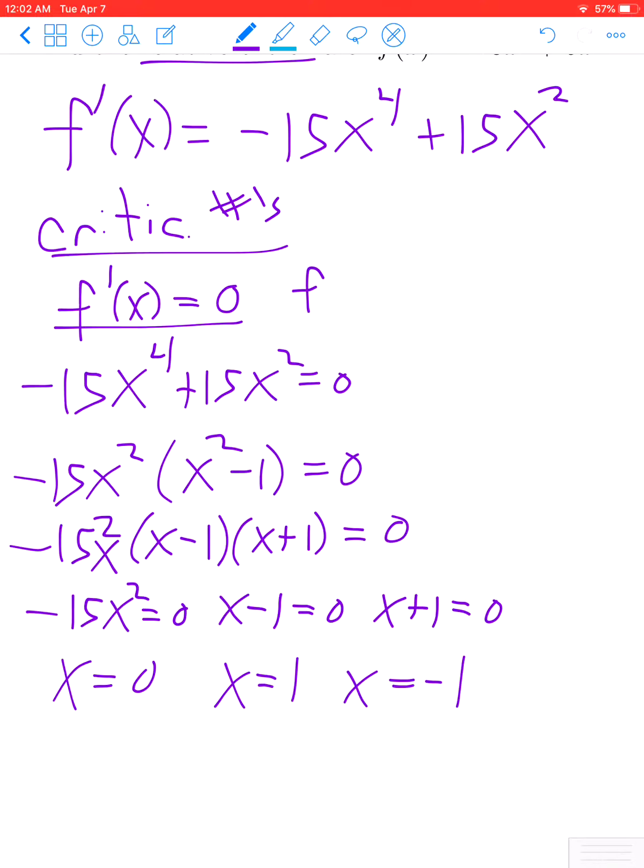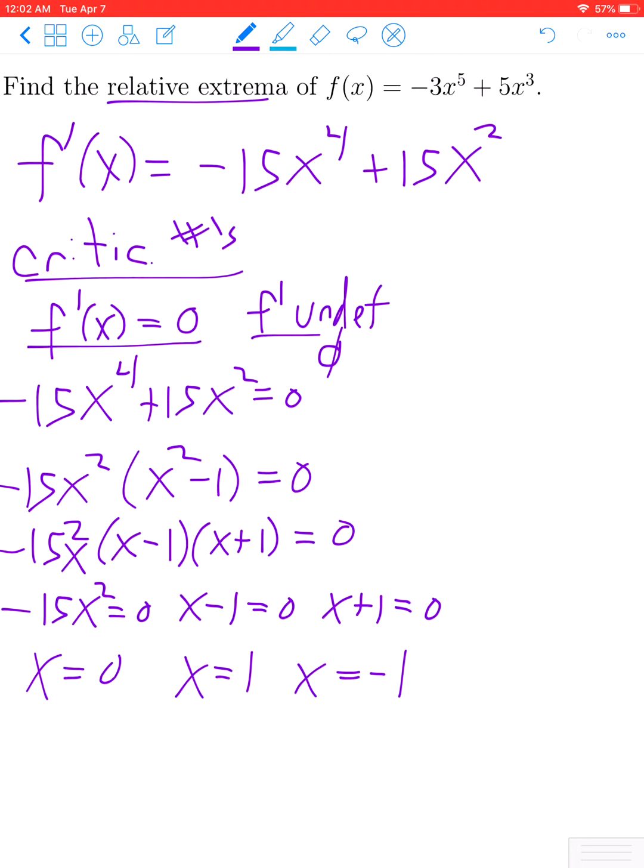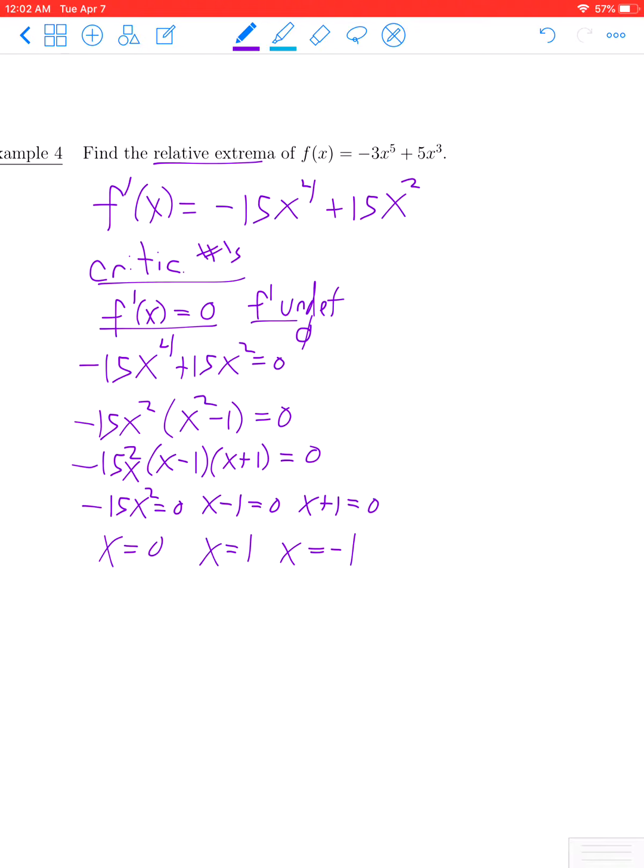There won't be any places where f prime is undefined. F prime is a polynomial, so it's going to be defined everywhere. So all total we get 3 critical numbers. Let's now use the second derivative test to classify each of those critical numbers. F double prime of x would be equal to negative 60x cubed plus 30x.